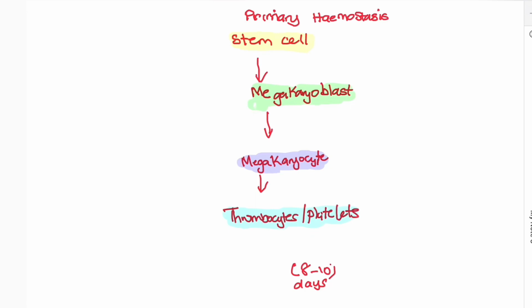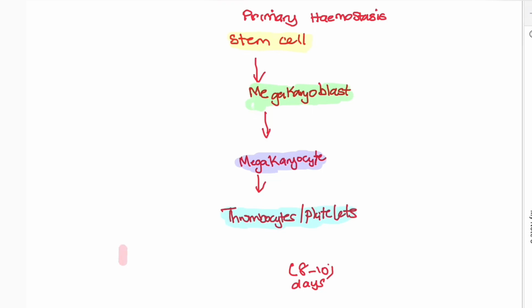The normal platelet count is about 150 to 400 times 10 to the 9 per liter. That's the normal platelet count. Let me write it for you. It's actually 150 to 400 times 10 to the 9 per liter. That's the normal amount of platelets in a person's blood. What you need to know is that the process of forming these platelets takes about 8 to 10 days, and the lifespan of platelets is about 7 to 10 days, so a similar lifespan.